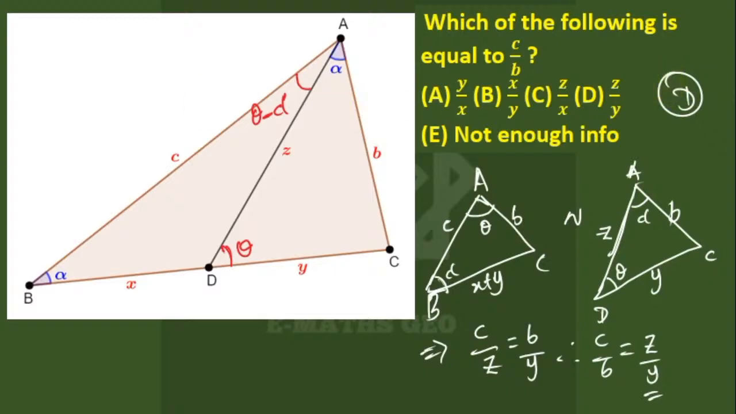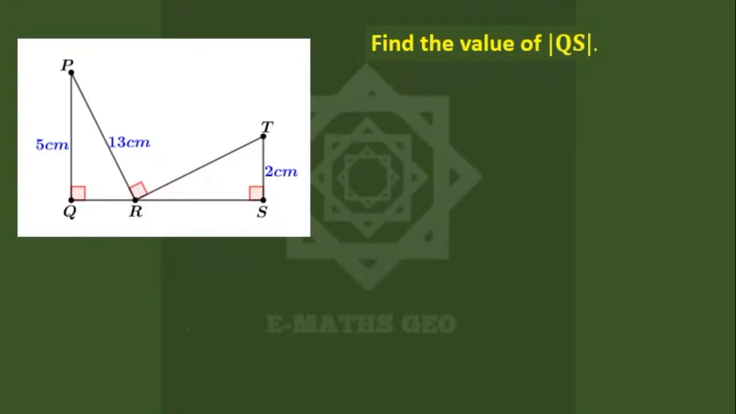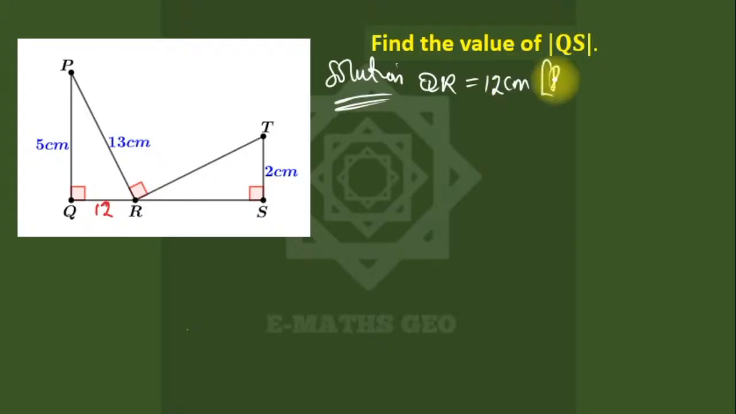So it's a tricky one. It asks to find the value of QS. QS is this. But the first thing we have to know is that QR is 12, yes, by Pythagorean theorem. Since we have a right angle triangle, QR is equal to 12 cm by Pythagorean theorem.